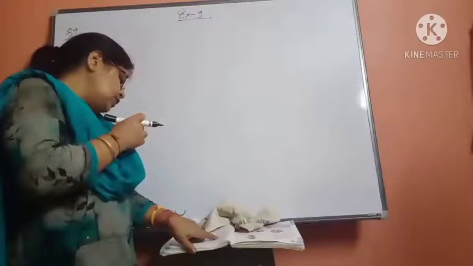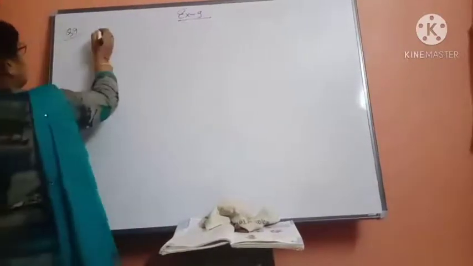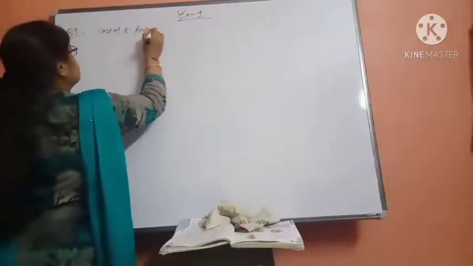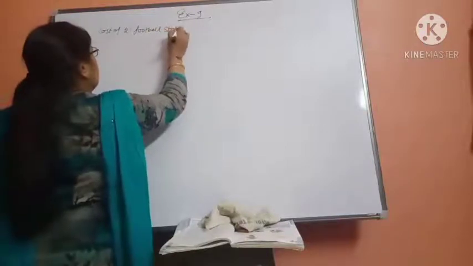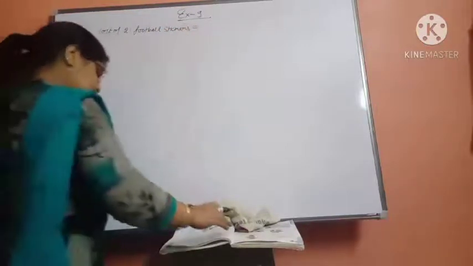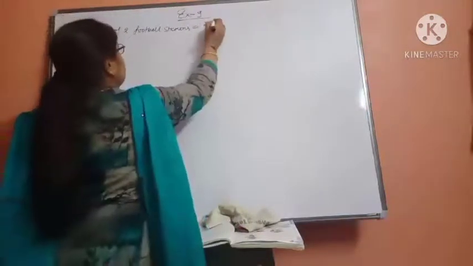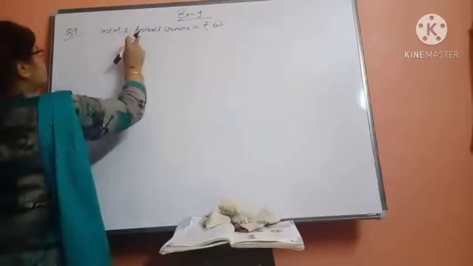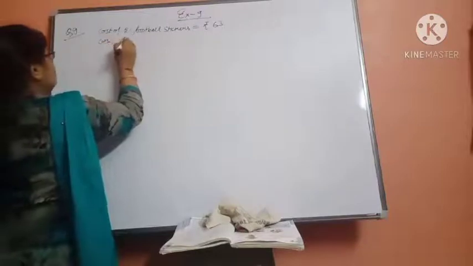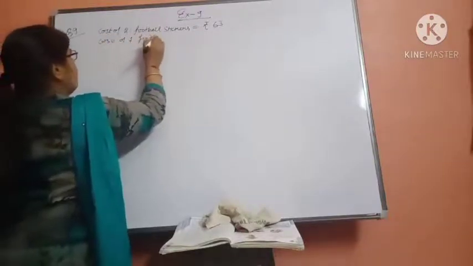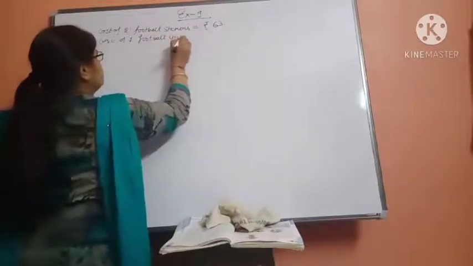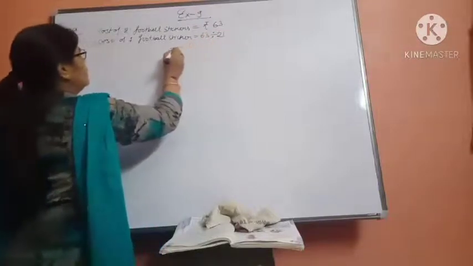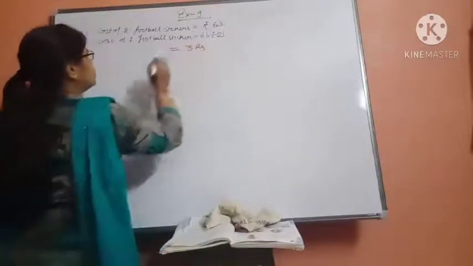Bobby buys 21 football stickers for rupees 63. Unitary means we will calculate for one football sticker. So the cost of one sticker is equal to 63 divided by 21. 21 threes are 63. So 3 rupees will be the cost of one sticker.